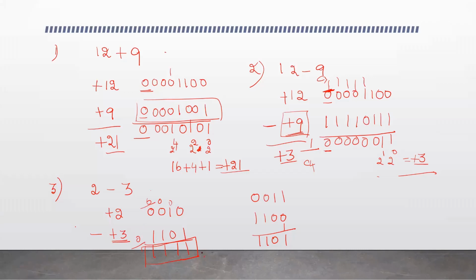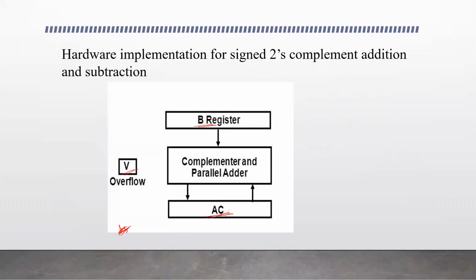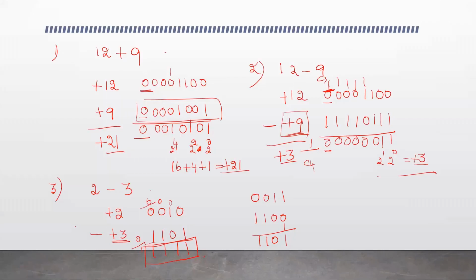Now tell me, in the 2's complement representation, look at your table that I initially told you to write. Look at that and tell me what is 1, 1, 1, 1 in signed 2's complement representation. Minus 1. Correct. So our result here is minus 1. 2 minus 3 is minus 1. So we got the correct result.